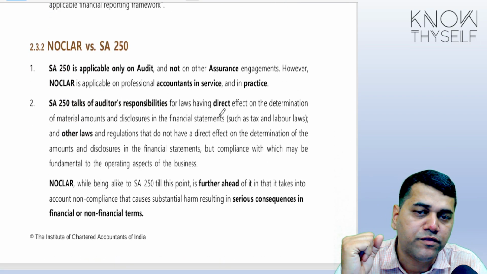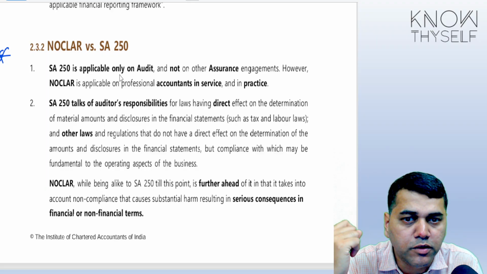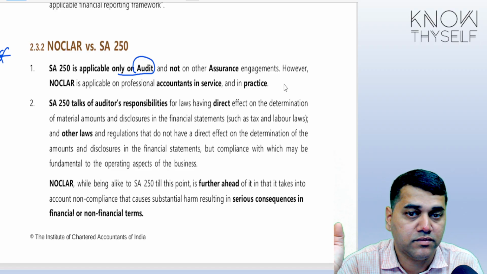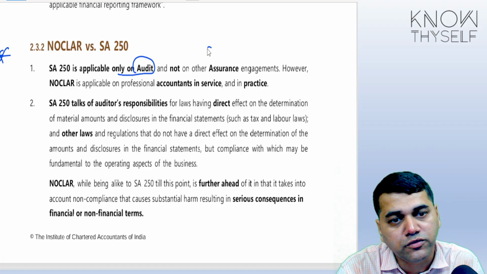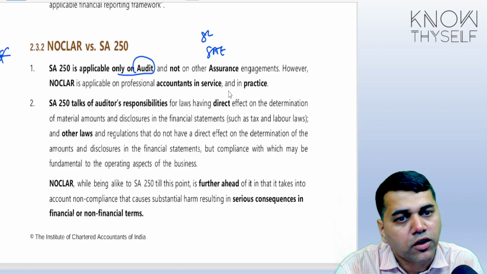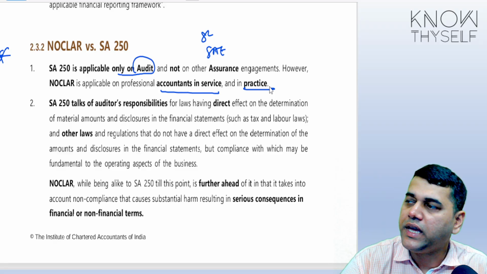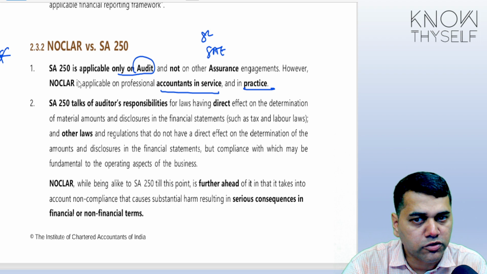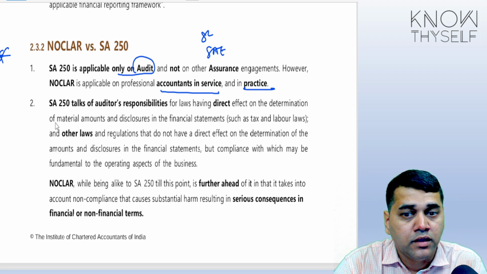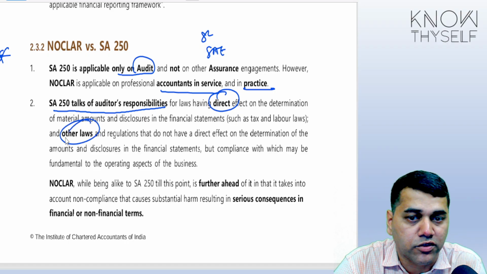How is it different from SA 250? They can ask you one question on this. SA 250 is applicable only for audit and not on assurance engagements. Yes, we know that because for assurance we have SAE, SRE, but NOCLAR is applicable for all accountants in service and practice. That means any engagement you do, anyway you are related to the client. If you come across NOCLAR, you have to report. SA 250 is only for audit engagements. Now, SA 250 talks about our responsibilities regarding laws and regulations.